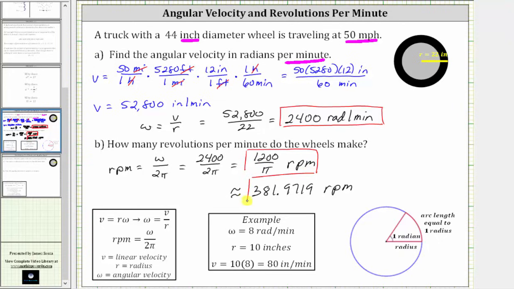and the approximate RPMs. I hope you found this helpful.